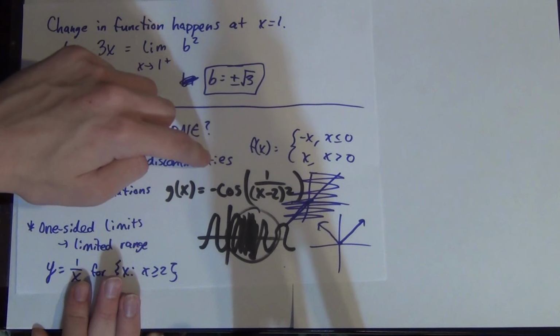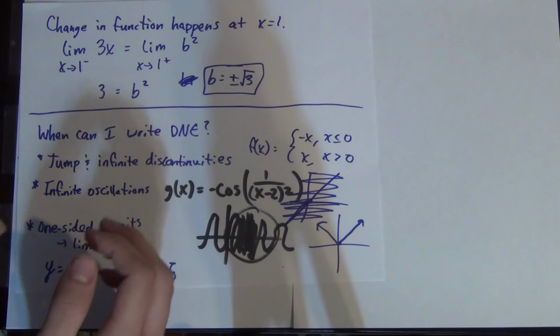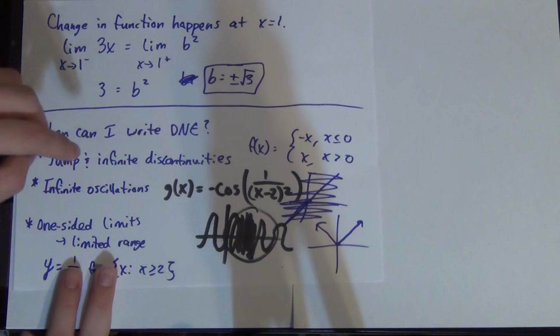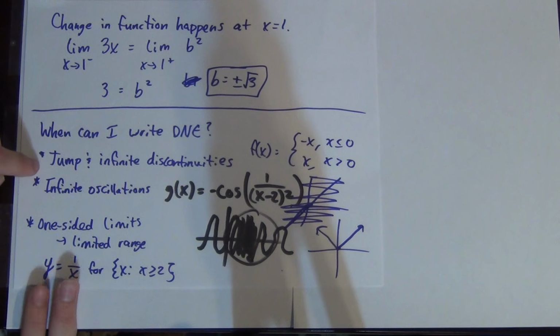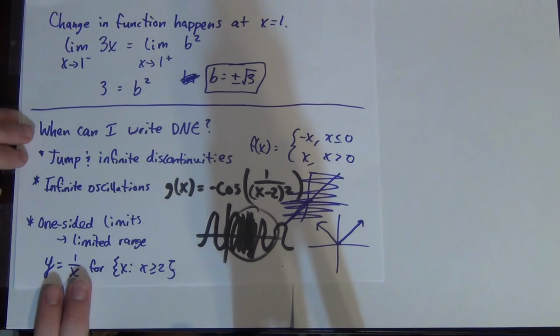An infinite discontinuity is essentially a vertical asymptote where on both sides of x equals c, you're approaching some sort of form of infinity, either positive or negative infinity, like in the case of tangent of x as x approaches pi over 2. Okay, the second situation is an infinite oscillation.